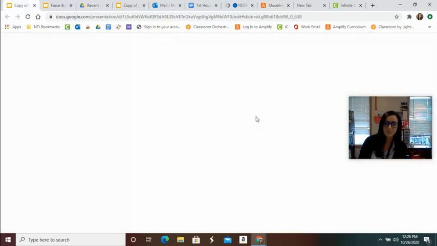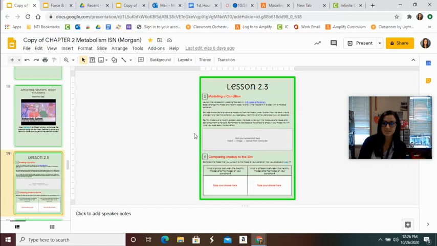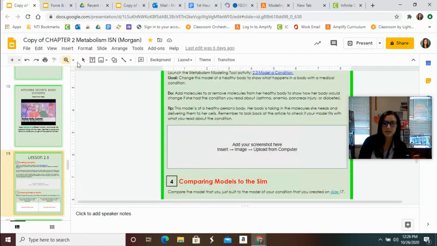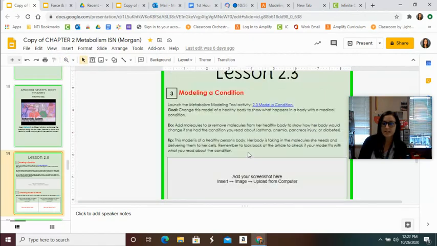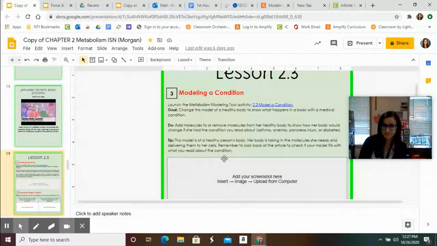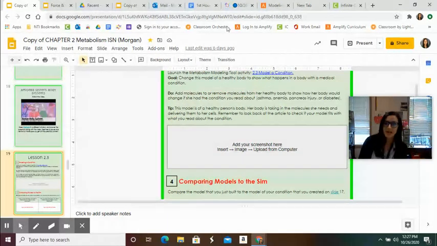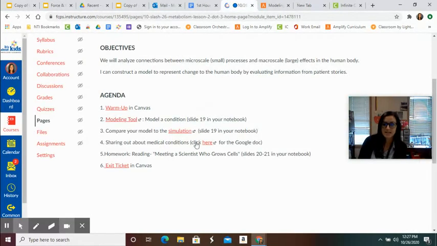So in your notebook, once it loads, you're going to see that there is a spot right here for you to add in a screenshot of your condition once you've modeled it. Okay. And we did that, and they did that with their group. The other thing that we did is they got together in breakout rooms and continued to work through their condition and fill out that patient form if they didn't finish it.